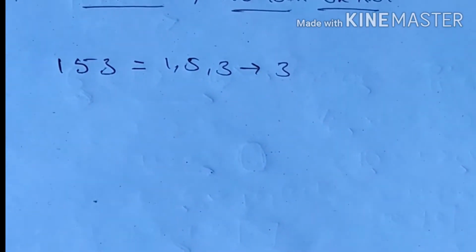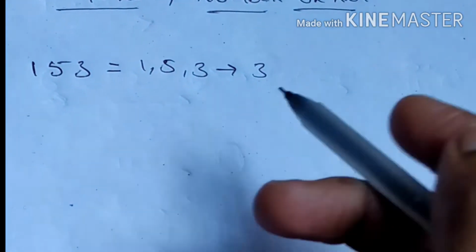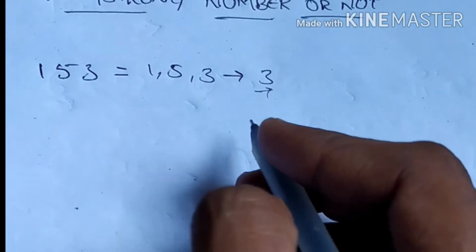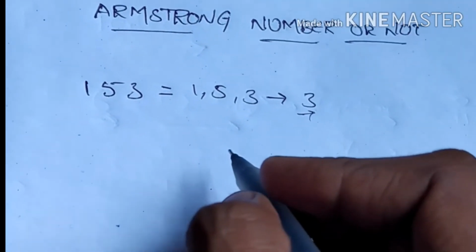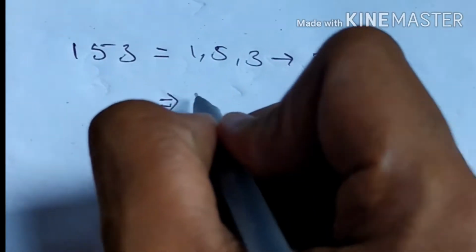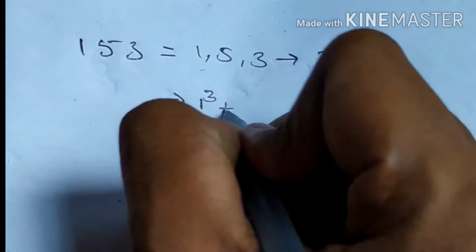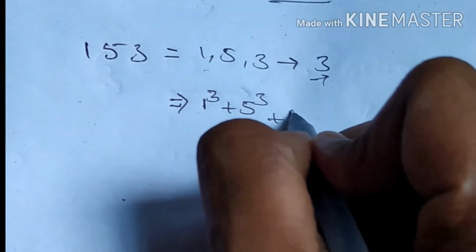Consider the example of 153. In 153 we have three numbers, that is 1, 5, 3. That means three numbers. In Armstrong number, the concept is the power of the numbers. That means we have 3, right? 1 cube plus 5 cube plus 3 cube.